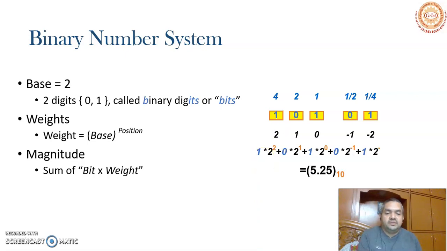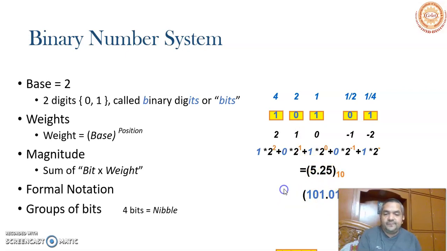1 multiplied by 2 square is the 4, 0 multiplied by 2 power 1, 1 multiplied by 2 power 0, 0 multiplied by 2 power minus 1, and 1 multiplied by 2 power minus 2. So finally the value will be 5.25 to the base 10. The equivalent value for this binary will be 101.01.